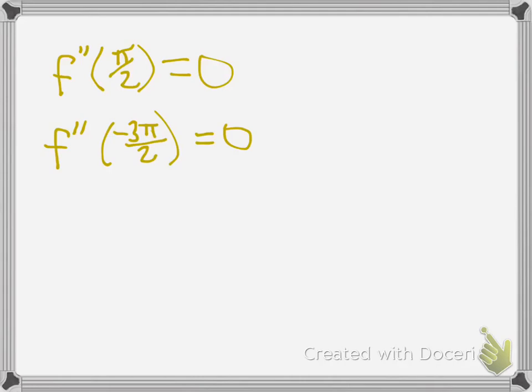We only need to do this around the values pi over 2 and negative 3 pi over 2. So I don't need to set up 7 different intervals. I just need to set up the appropriate intervals to test for these values. So let's start with the smaller of the two, negative 3 pi over 2.